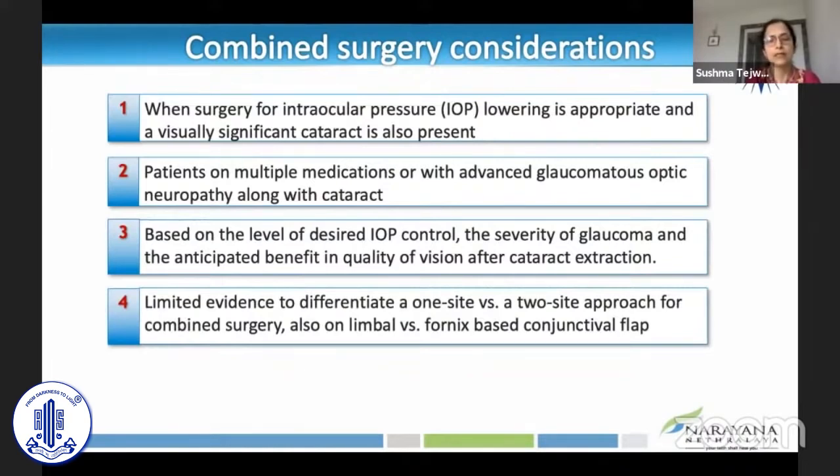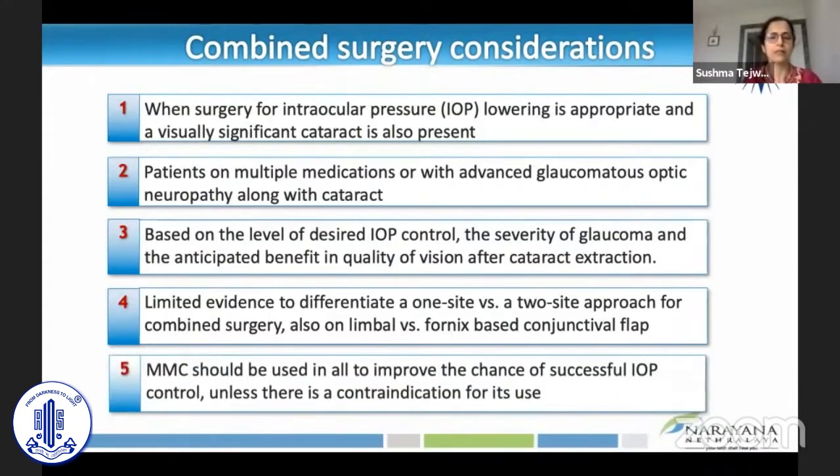There is limited evidence to differentiate between a one-site or two-site approach for combined surgery, or a limbal-based or fornix-based conjunctival flap. So it depends on the surgeon's preference because the outcomes do not vary much. Mitomycin C is preferably to be used in all combined surgery cases unless contraindicated.